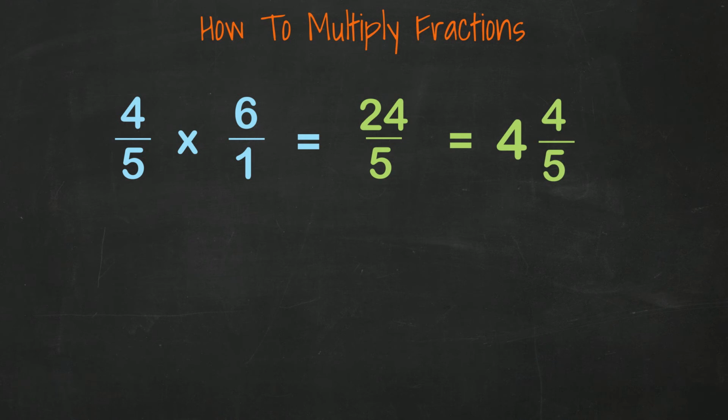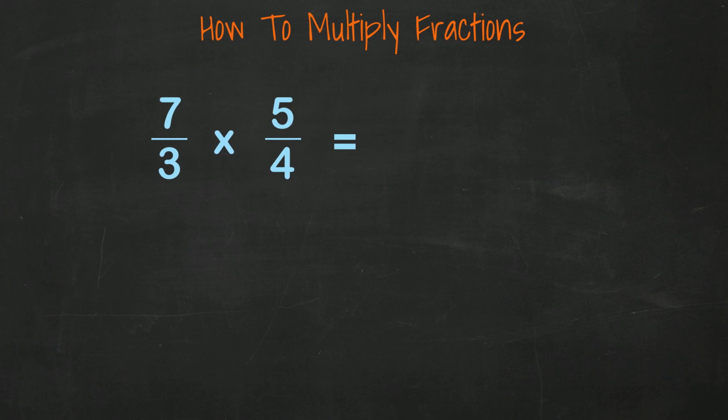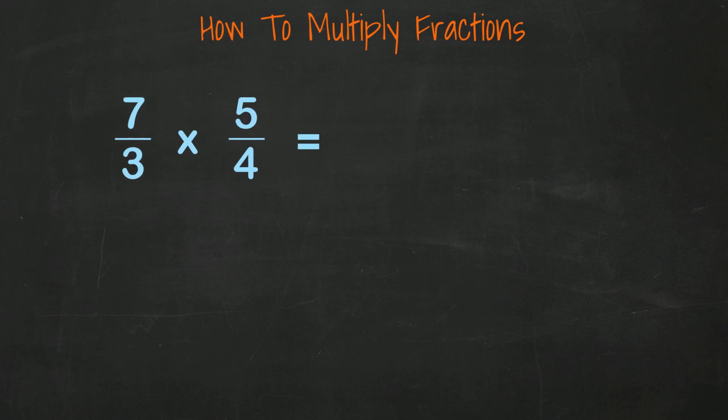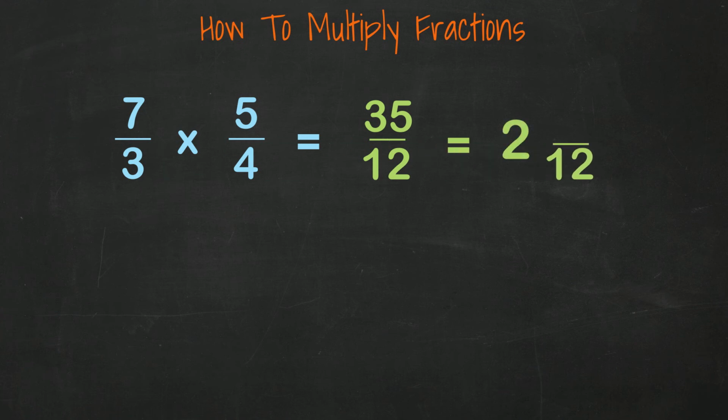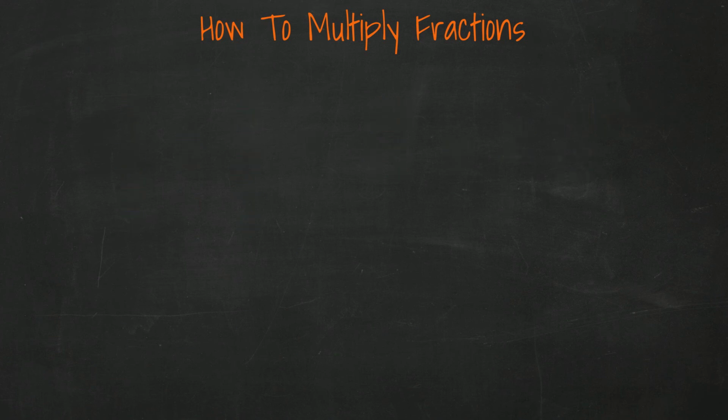Last example, take 7/3 times 5/4. I just want to show you that multiplying straight across applies not only to proper fractions, but improper fractions also. We multiply 7 times 5 and we get 35. 3 times 4 and we get 12. 35/12 can be converted to a mixed number as 12 goes into 35 2 times with a remainder of 11. 2 11/12 is our mixed number. As you can see, multiplying fractions is really straightforward.